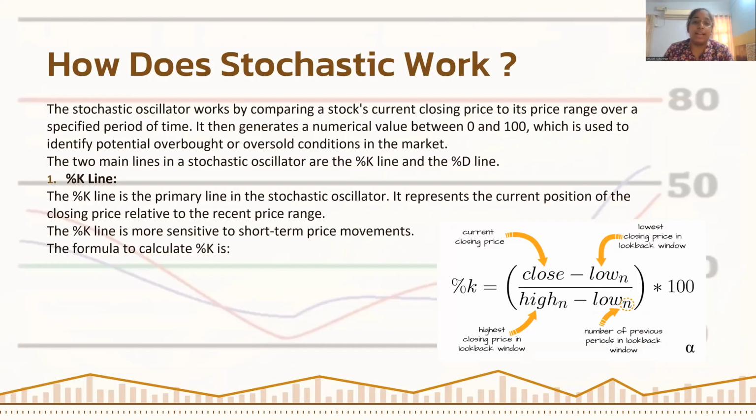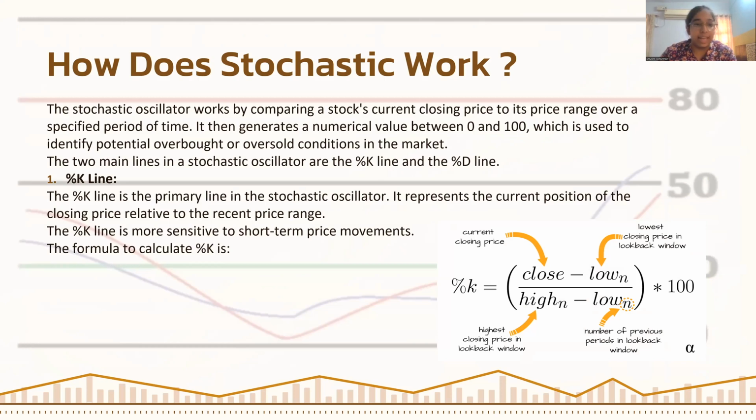Now, how does the stochastic oscillator work? The stochastic oscillator works by comparing a stock's current price to its price range over a specific period of time, followed by the generation of a numeric value between 0 and 100, which is used to identify potential overbought and oversold conditions in the market. There are two main lines in a stochastic oscillator, which are indicated by the %K line and the %D line.